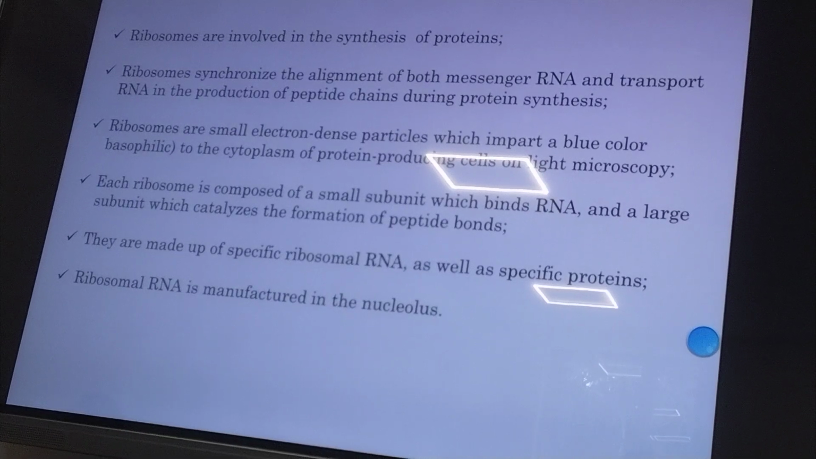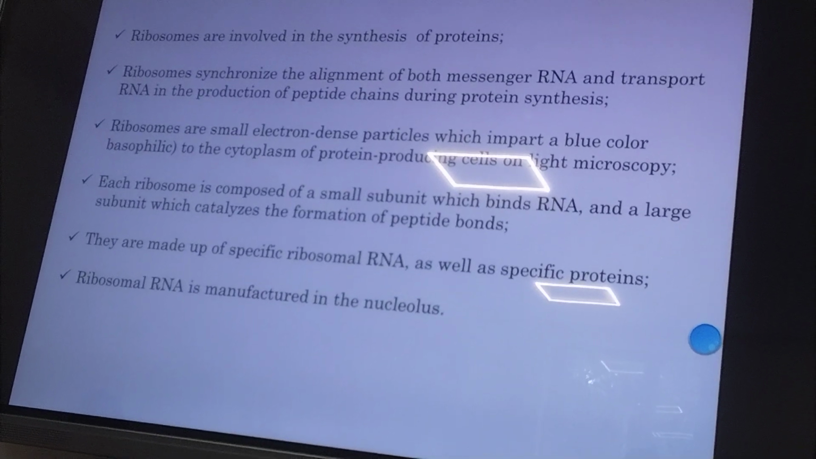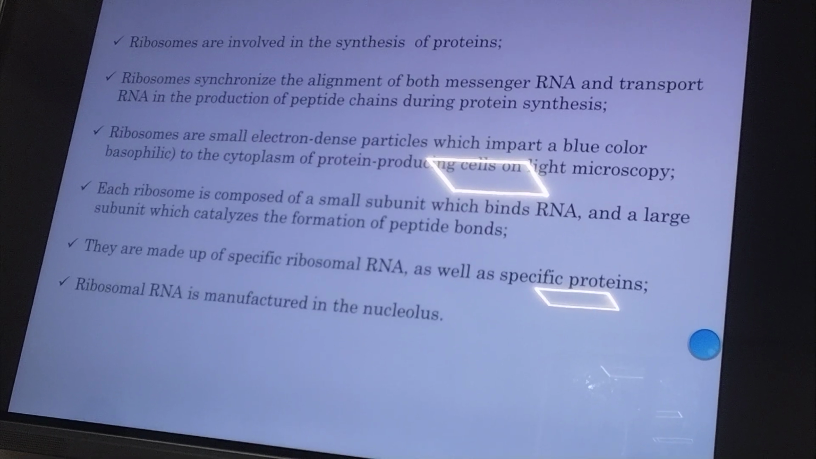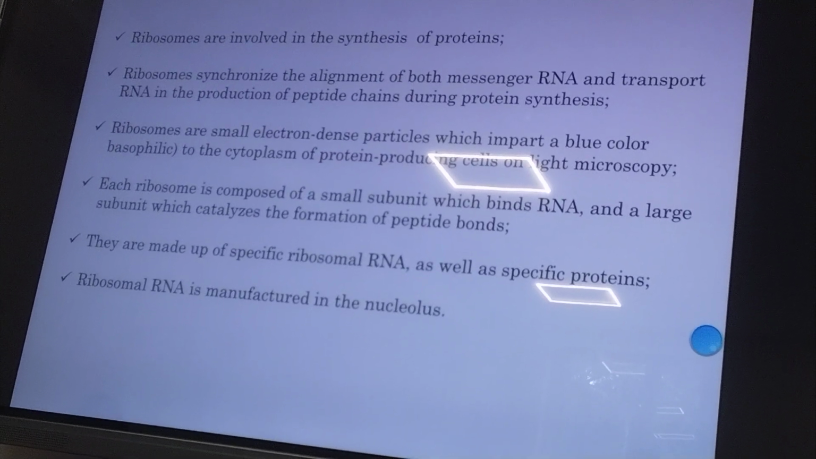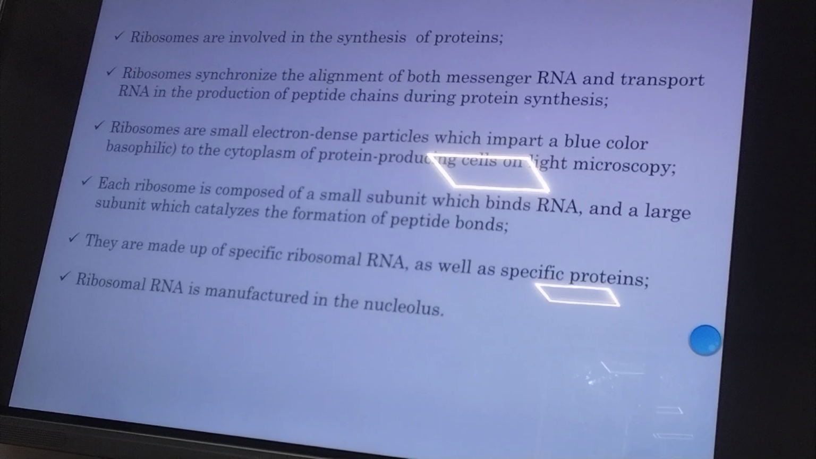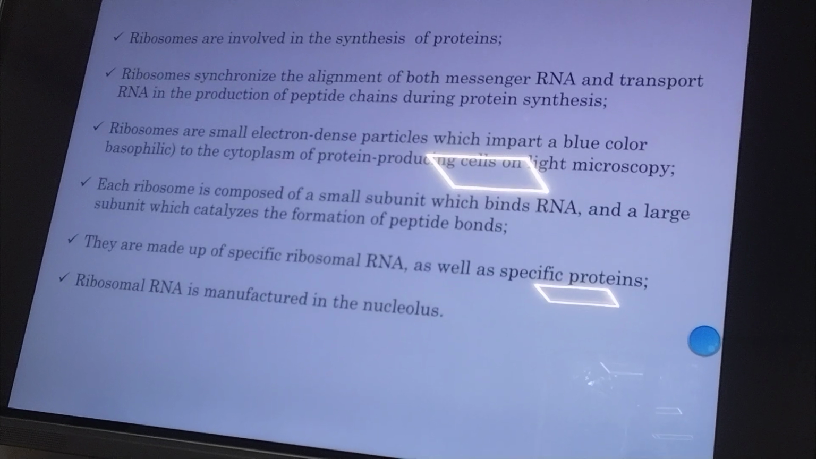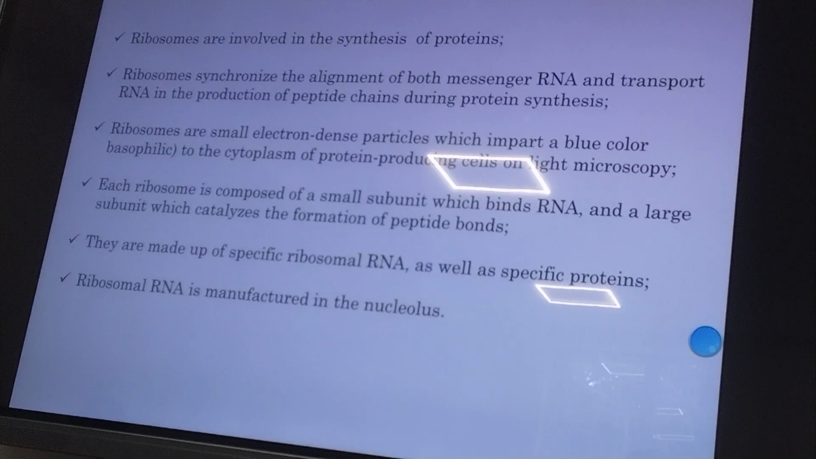But the collection of them creates what? A basophilic structure. Right? Because they have what? Ribosomal RNA. RNA has a phosphate group, negatively charged, so it will attach the basic stain. Okay.